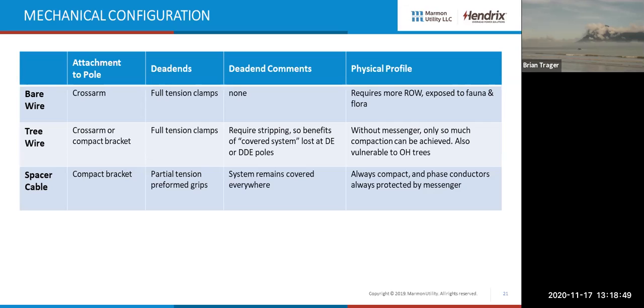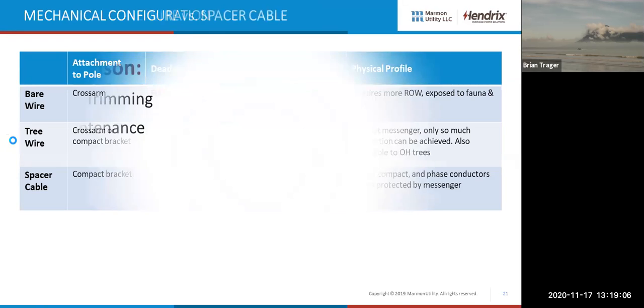I could have a tree come down and lay across the 3-phase conductors, cause abrasion. I could have a tree come down at the stripped point at the dead end, cause an outage. So there's a couple of issues there. With spacer cable, I'm always compact, and the phase conductors are always protected by the messenger.